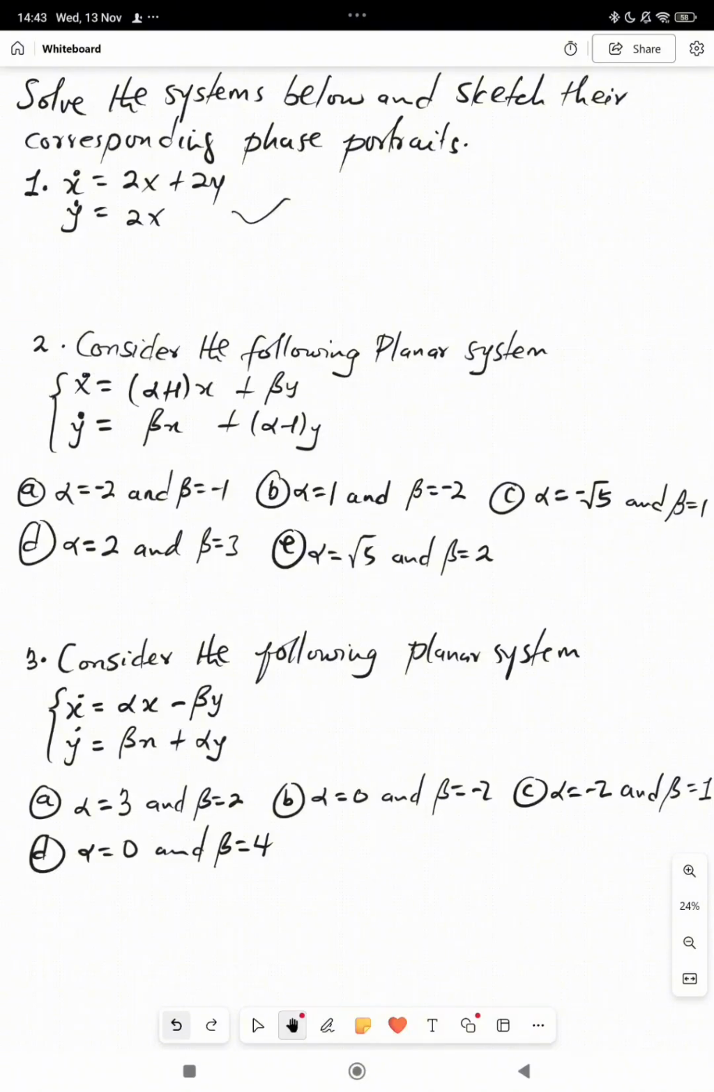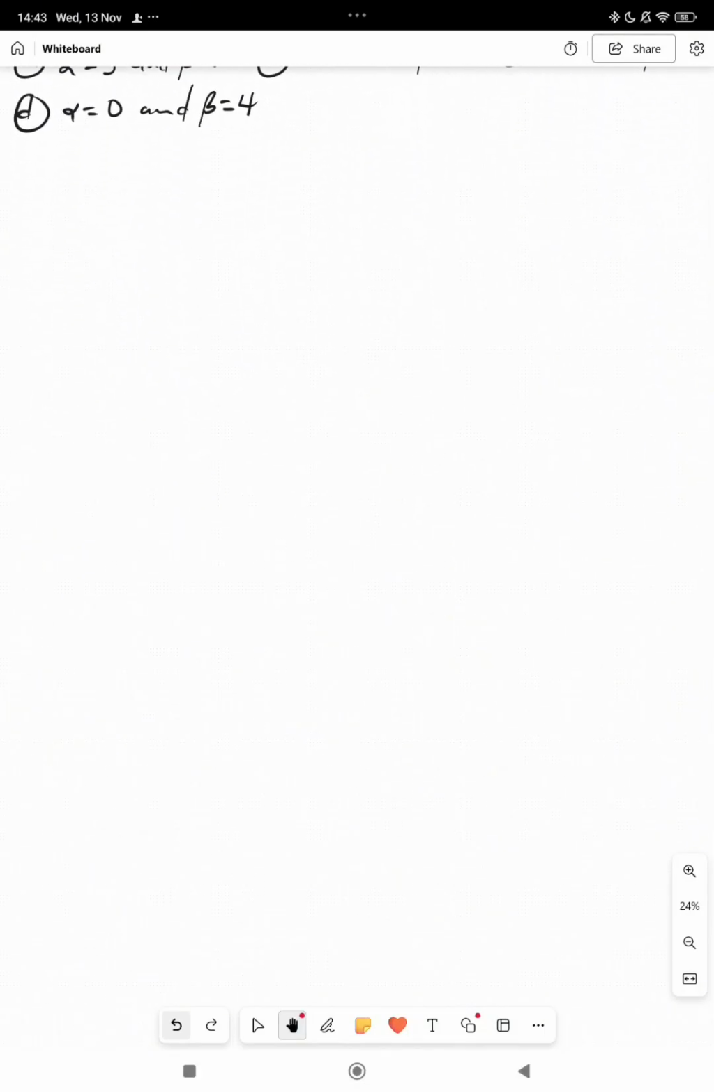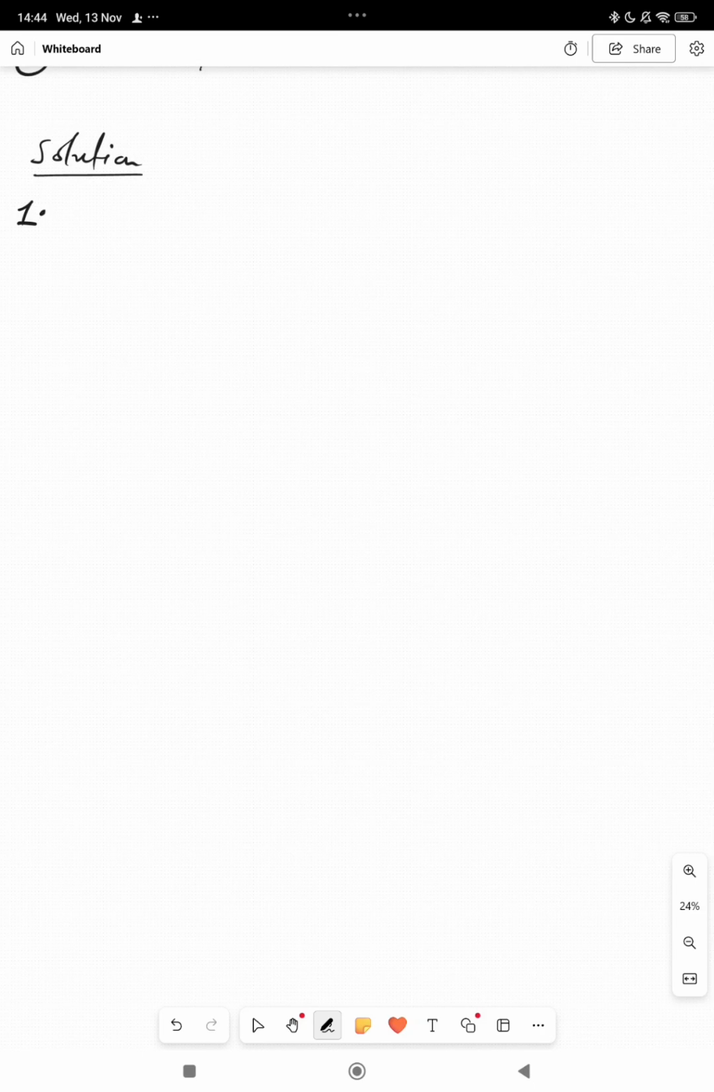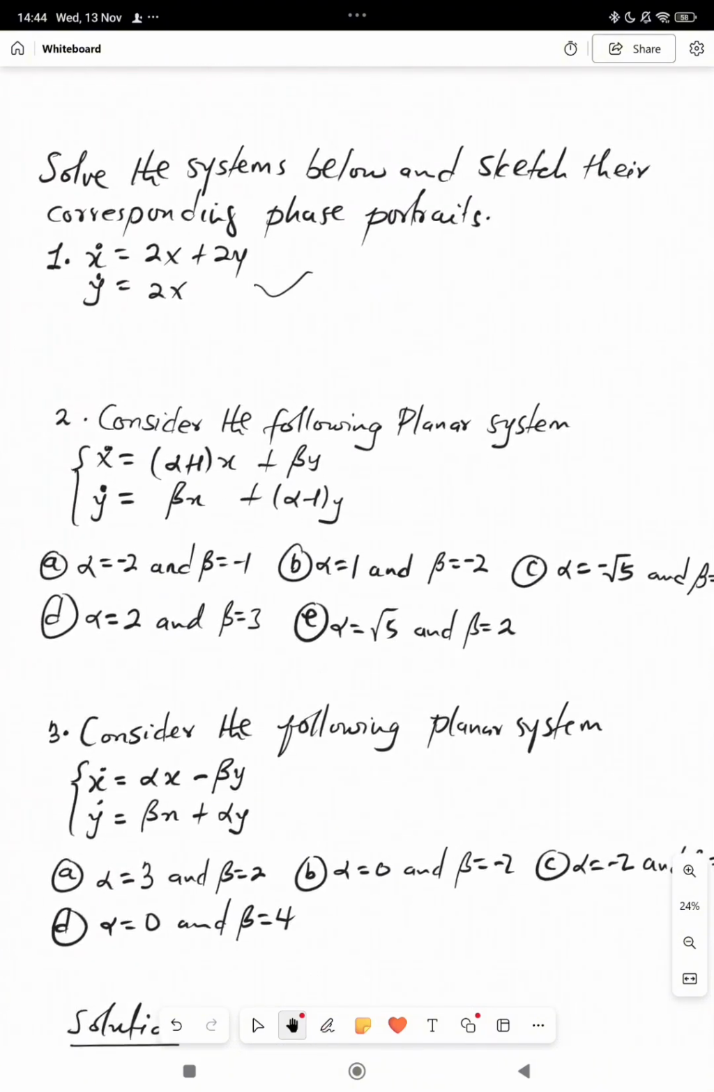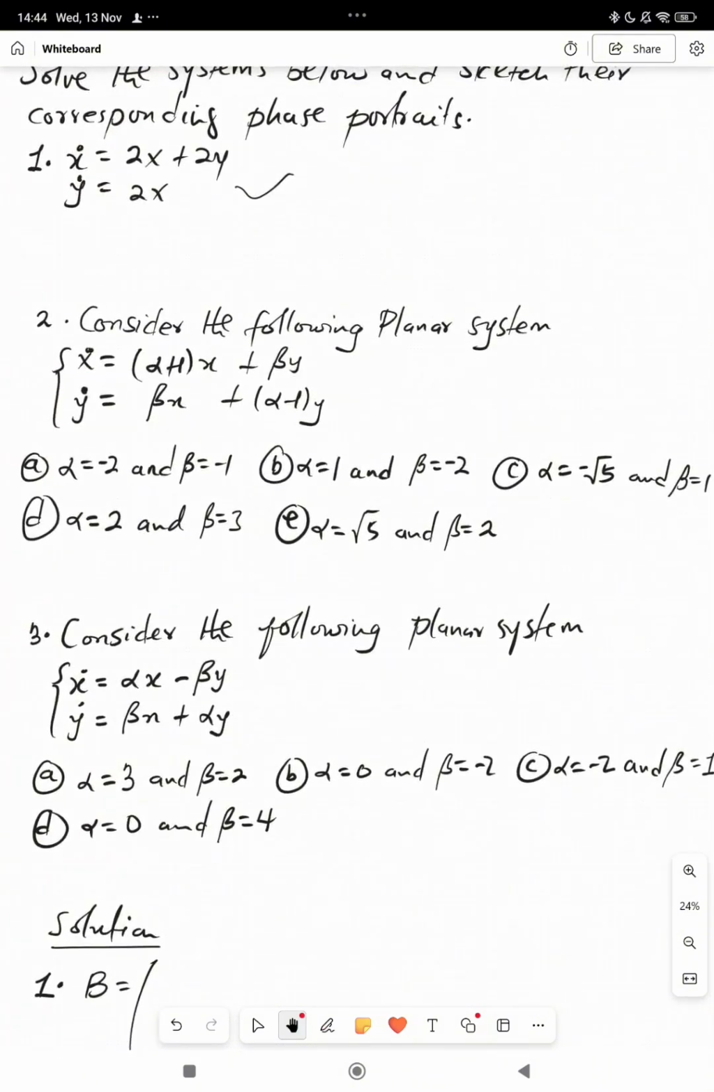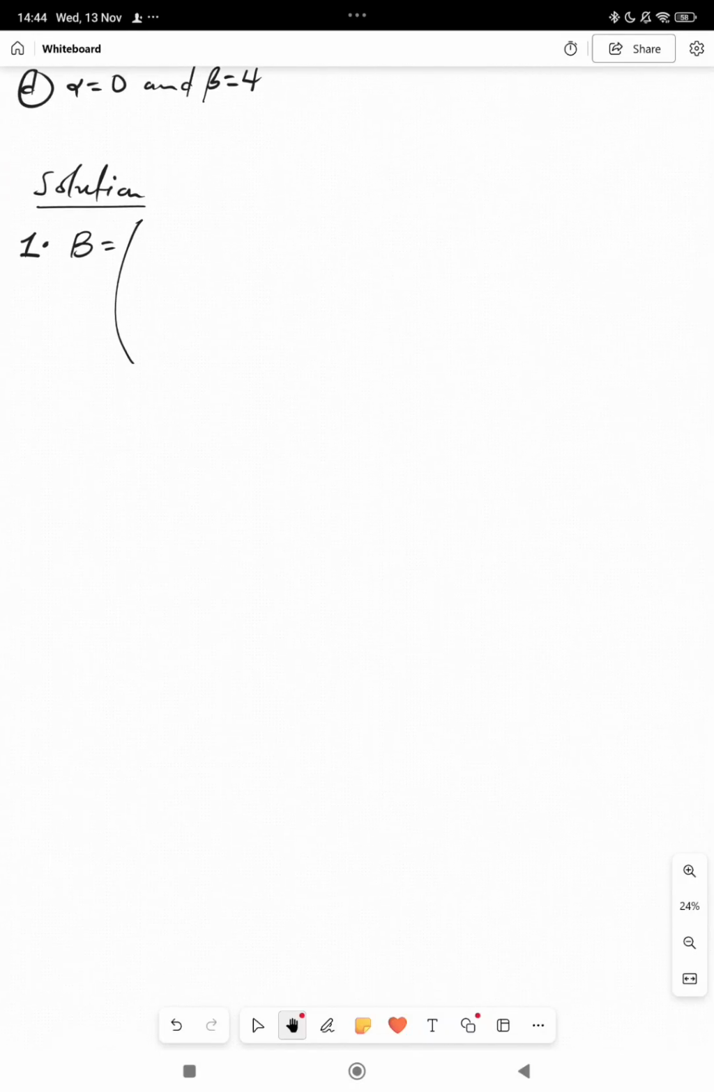Without much delay, we will take a look at the first example. I'm going to write down our system. So, solution. Example 1. We are going to represent our matrix by B. And our values for the matrix are 2, 2, 2, 0.